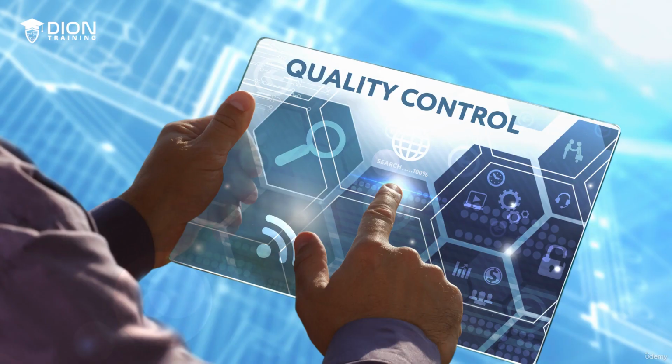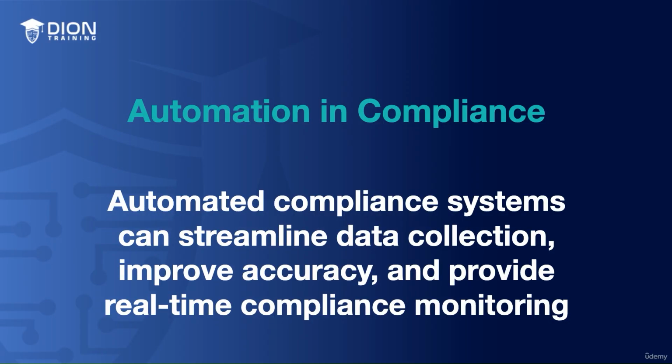For example, a manufacturing company might conduct internal monitoring by regularly reviewing the production processes to ensure that they meet internal quality standards. The company might also undergo external monitoring by a third-party auditor to verify compliance with ISO 9001 quality management standards. Next up, the role of automation in compliance.